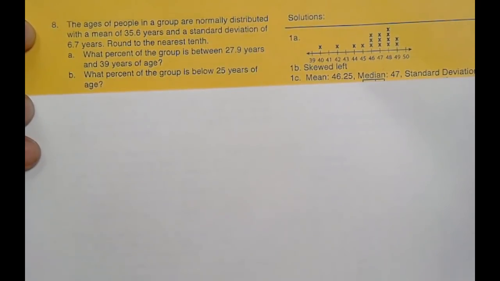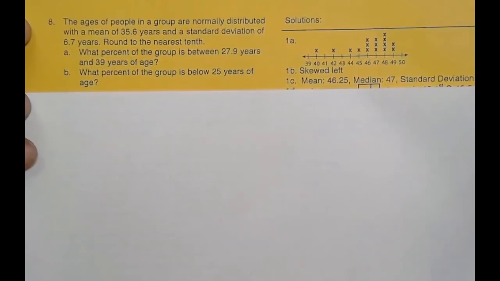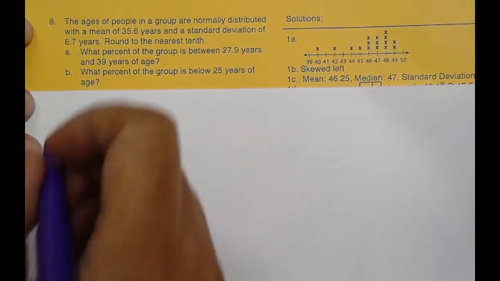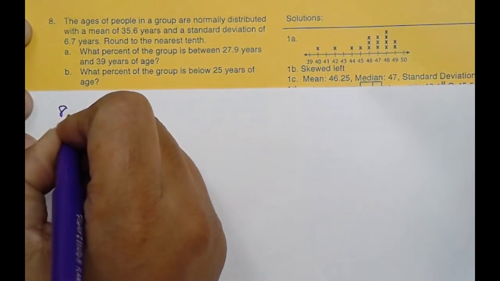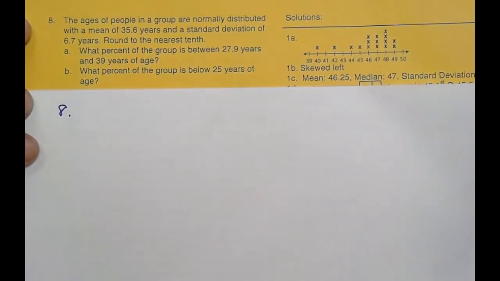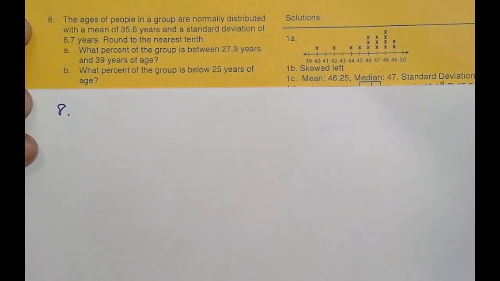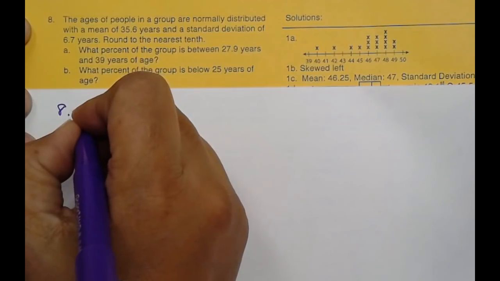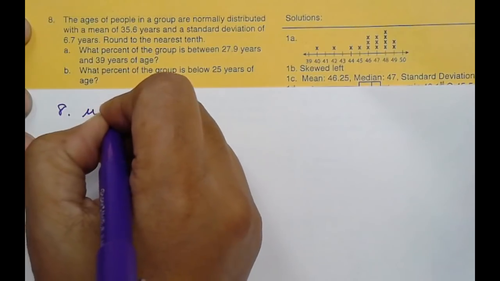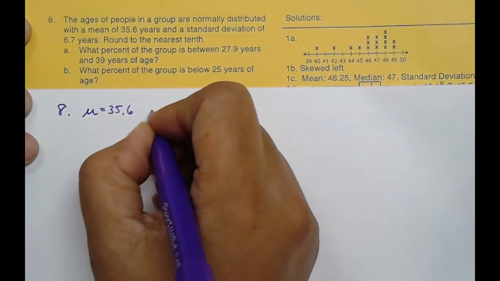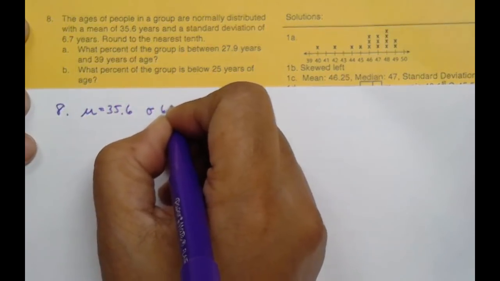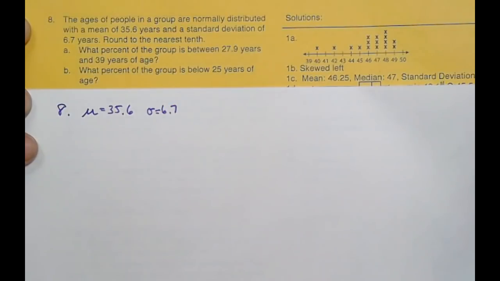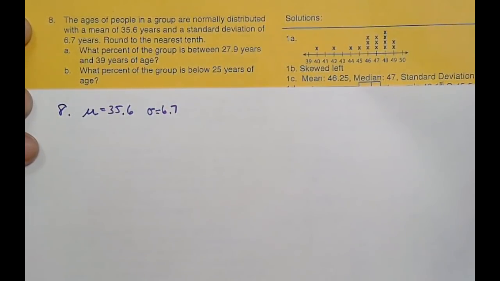Okay, we're going to go ahead and finish up this review. So we're starting off with number 8. And number 8 says that the ages of people in a group are normally distributed, there is that word normally, again, with a mean, so I'm going to go ahead and put this information, of 35.6 and a standard deviation of 6.7 years. We're going to round our answers off to the nearest tenth.